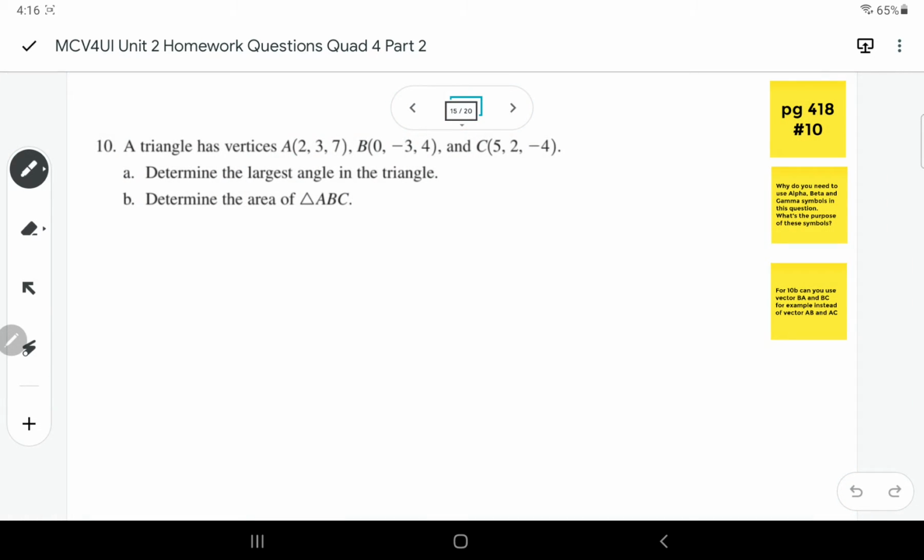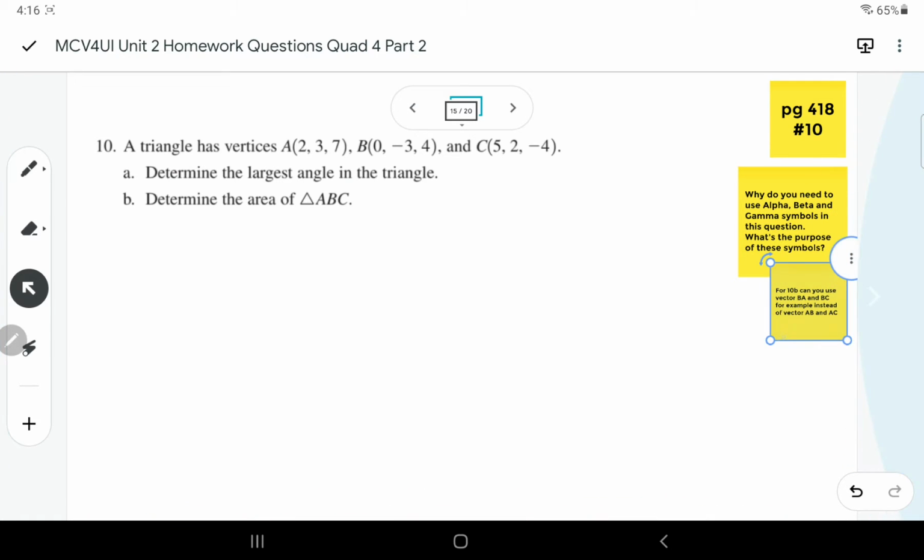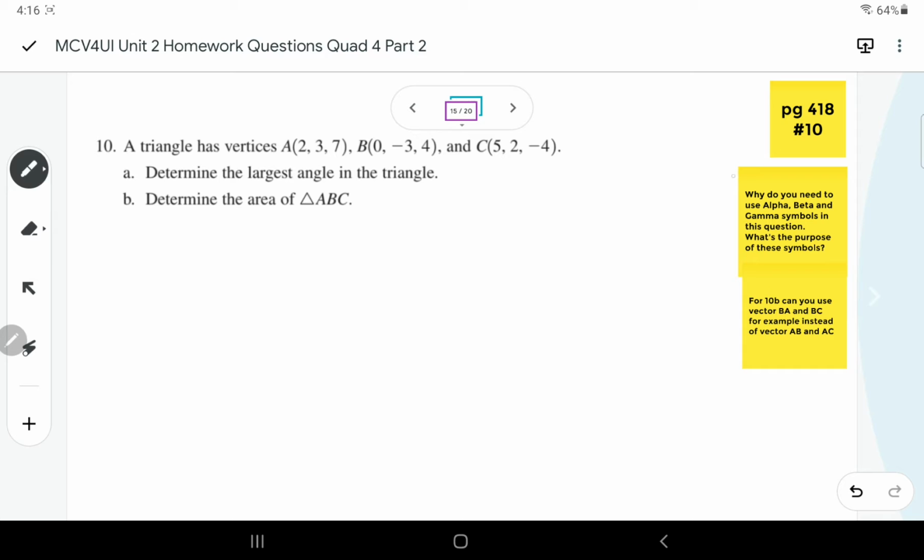So the next one, page 418, number 10, couple kind of notes here. What do you need to use? Why do you need to use alpha, beta, and gamma in this question? Sorry, guys, switch slides. What's the purpose of these symbols? We don't actually have to use any particular, you could use any angle variables.